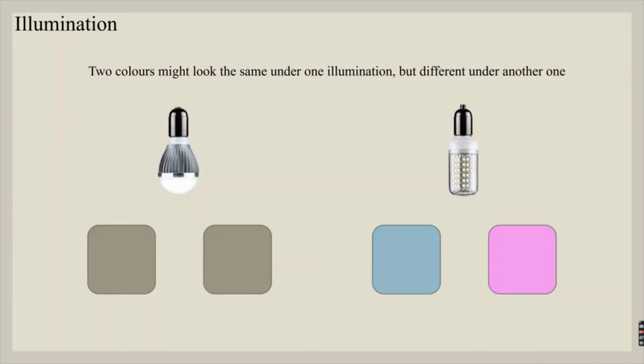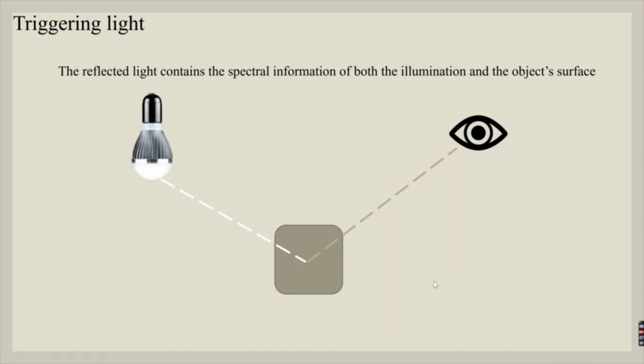The key problem that can arise when specifying an object's color is that two patches might be seen as having the same color under one light source, as can be seen here on the left side, but different colors when seen under another light source, as shown here on the right side. Why does this problem happen? Because the reflected light towards our eyes combines the spectral information of the light source and also the surface of the object.